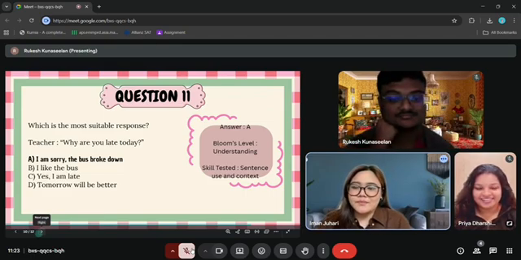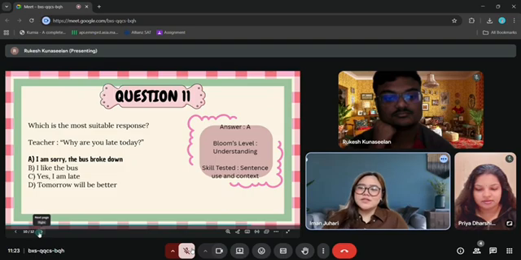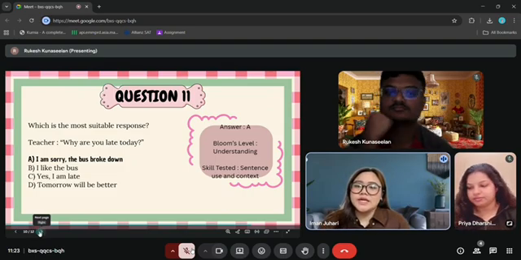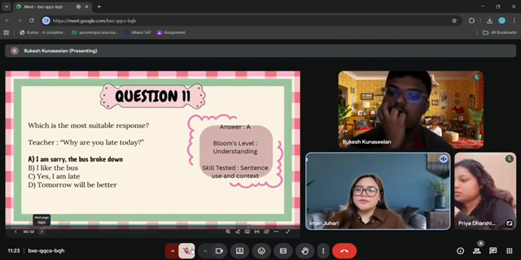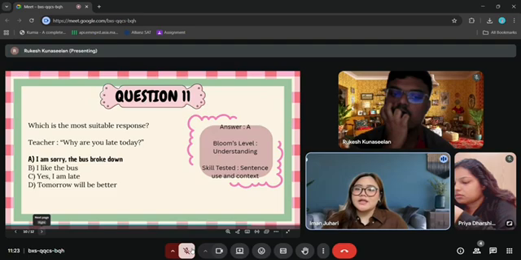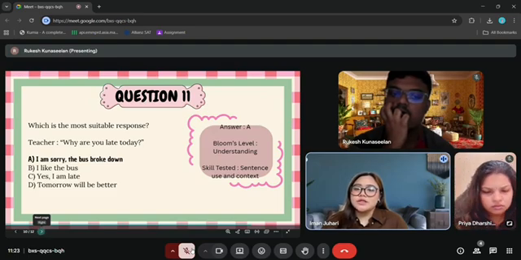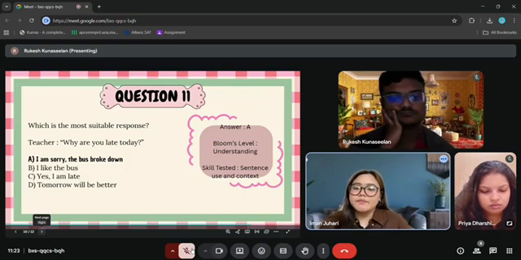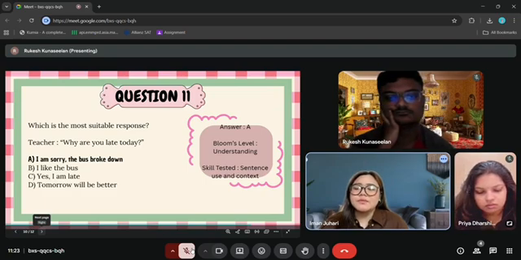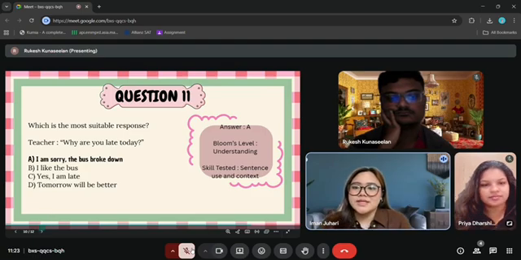The answer is A because it directly answers the teacher's question and gives a reason for being late. It also includes an apology, which shows respect and responsibility, and the answer also uses an appropriate tone. As for B, C, and D, B is unrelated to the question, and C acknowledges lateness but gives no explanation. And D is too optimistic but doesn't address the current issue. Next, question 18.